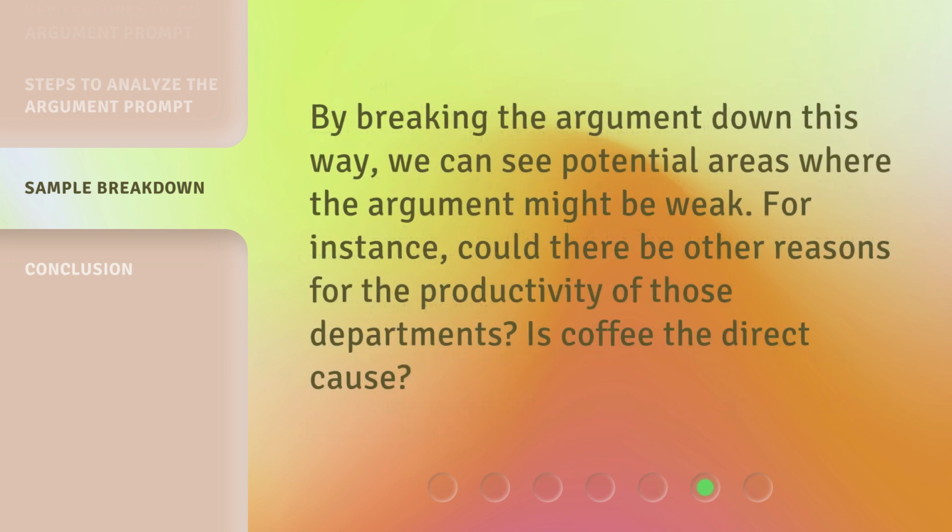By breaking the argument down this way, we can see potential areas where the argument might be weak. For instance, could there be other reasons for the productivity of those departments? Is coffee the direct cause?